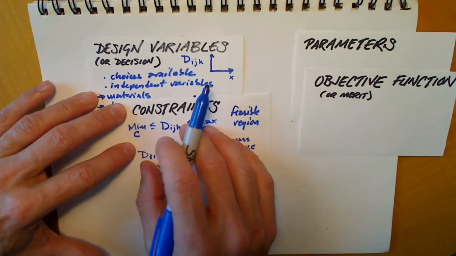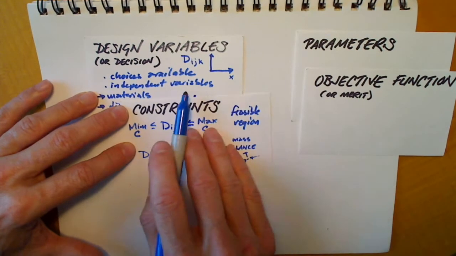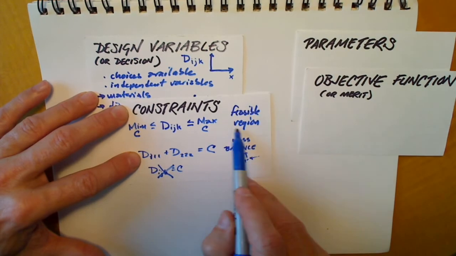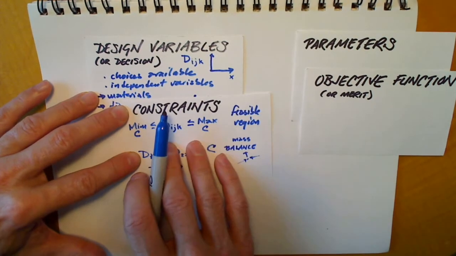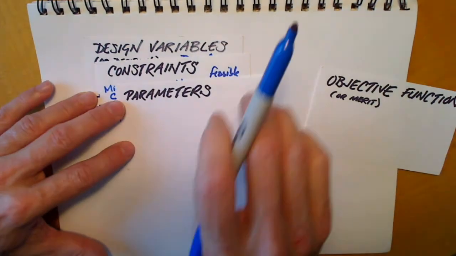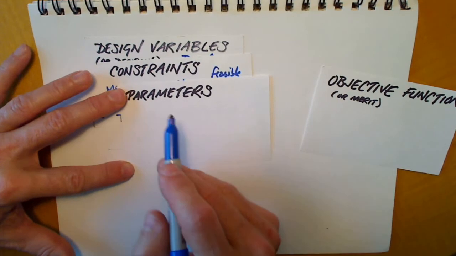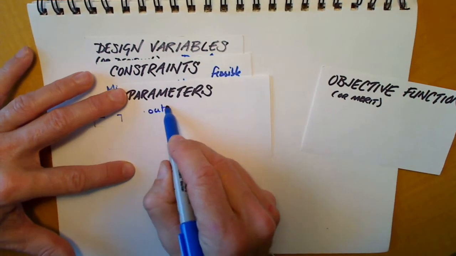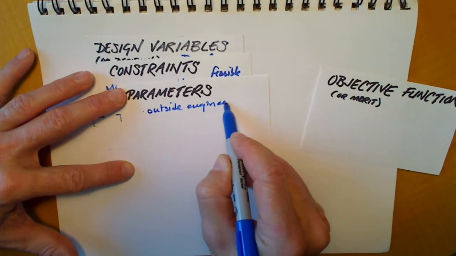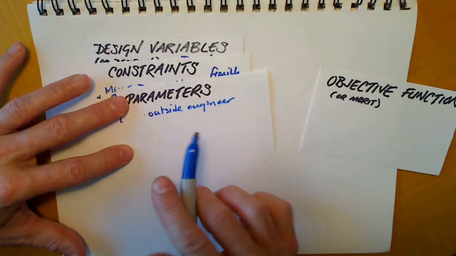The constraints put limits on the choices that are available, but within those limits we find the feasible region, that is the combination of design variables that would satisfy all the constraints. There are some parameters in every systems model, and the parameters are things outside the engineer's control, but they don't directly bound the design variables.